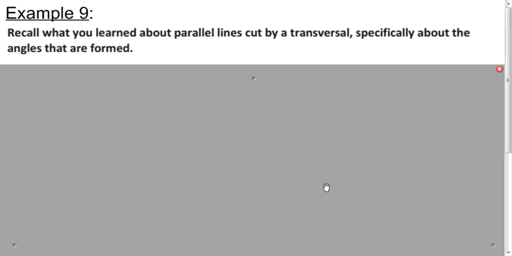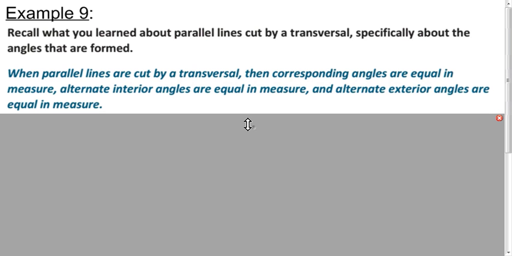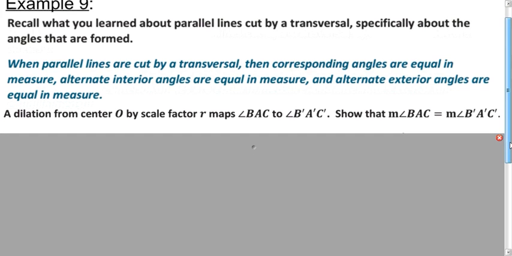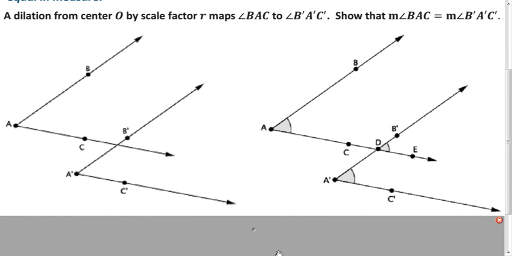Now, we want to look at what happens with angles. How do we show that the angles are dilated and we get angles with the same measure? Well, first, what happens when we have parallel lines cut by a transversal? We know that the corresponding angles are equal in measure, the alternate interior angles are equal in measure, and the alternate exterior angles are equal in measure. So if we look at what happens when we dilate an angle, here's a picture of one way that can occur. So how can we prove that the measure of angle BAC equals the measure of angle B prime A prime C prime?